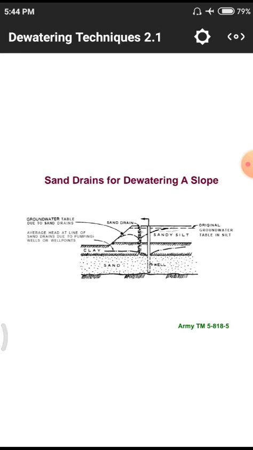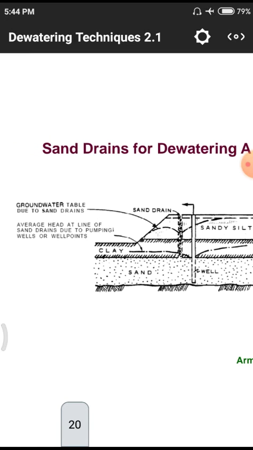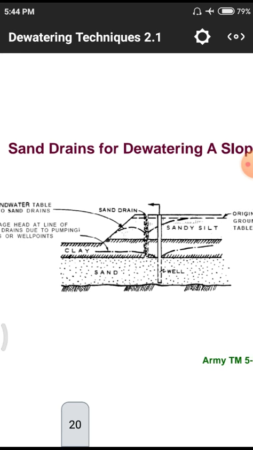Next one we have is sand drains for dewatering a slope. That means sand drains are normally used to remove water or surcharge the water. Normally here we have a sand drain. The soil here is sandy soil up to a particular limit. After that we have clay soil below the sandy soil. After that we have sand in a huge amount.